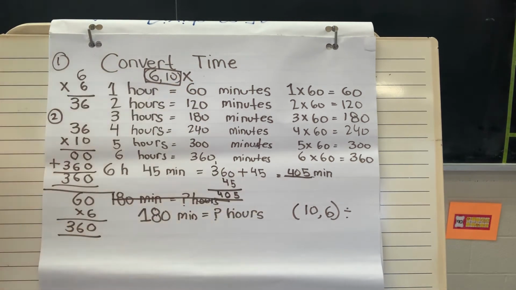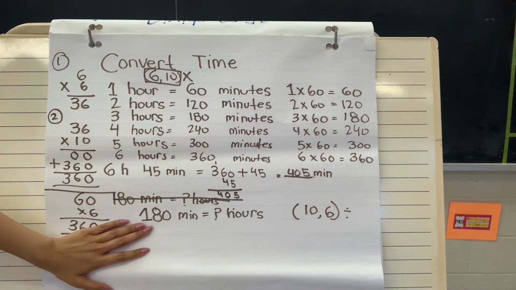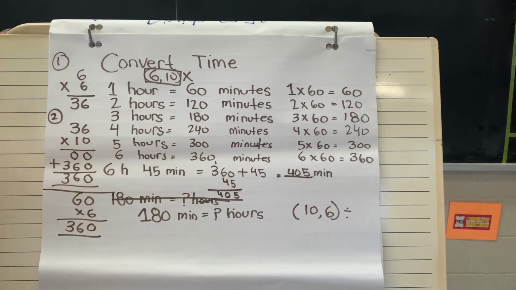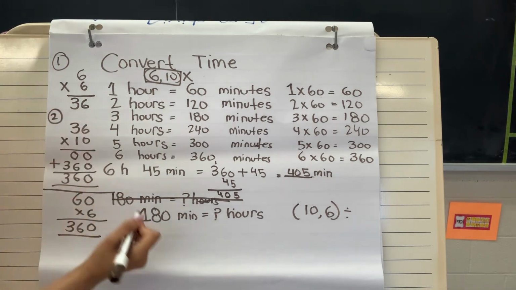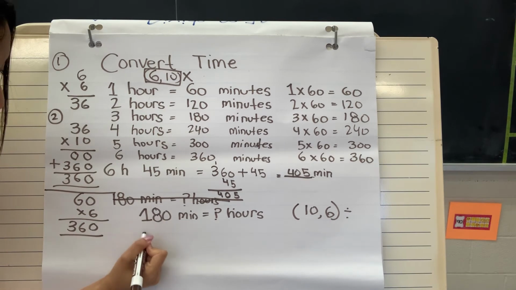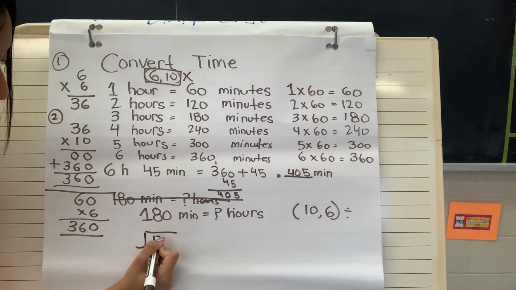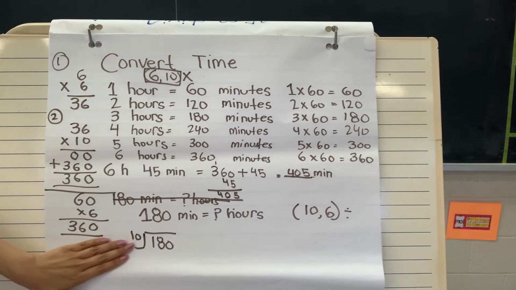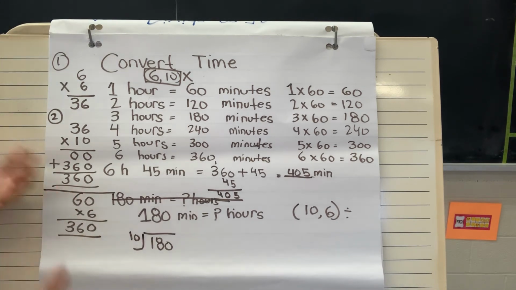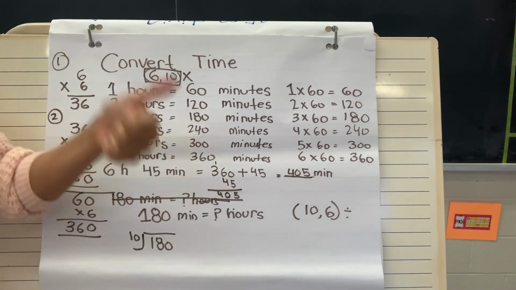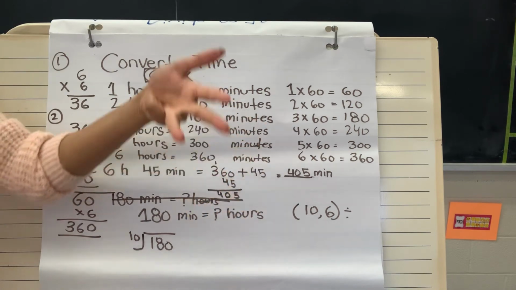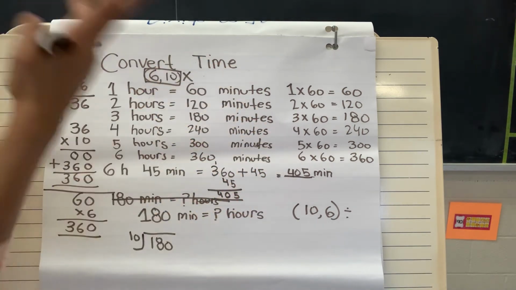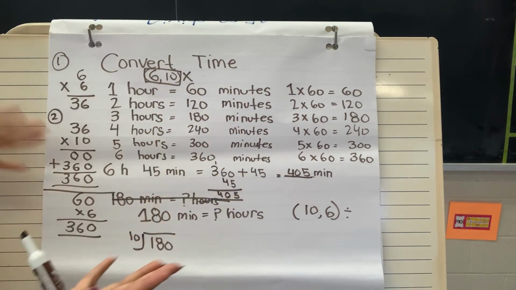So 10 first. I have 180 and I need to divide it by 10 first. Now we do know how to divide, so let's quickly divide. I need to sit in the 10 times table since it's so easy. 10 times 1 is 10, then 20, 30, 40, 50, 60, 70, 80, 90, and 10 times 10 gives us 100.